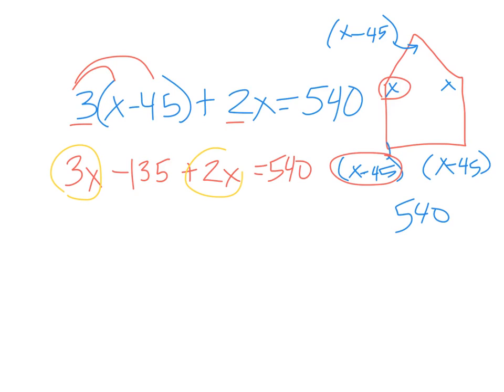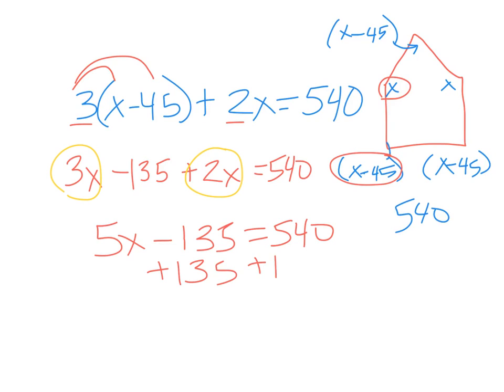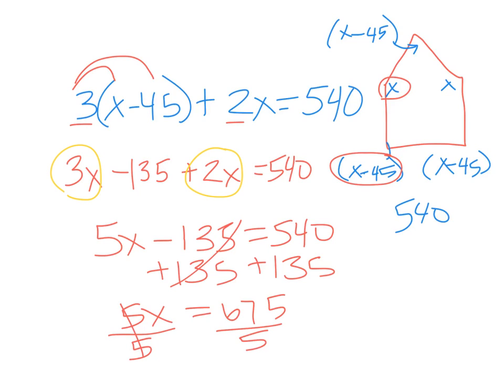So I have a 3x and a 2x, so I add those together to get 5x. Minus 135 equals 540. So now I add 135 to both sides. I'm left with 5x equals, what's 540 plus 135? $675. Very good. And then to get x by itself, divide that number by 5. So each value of x is 135.